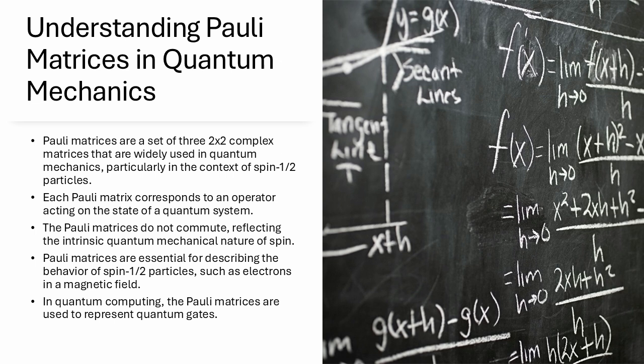So if the Pauli matrices are like the words, the spin operators are like the sentences that tell us how the spin behaves. That's a great analogy. And these sentences are crucial for understanding how particles with spin behave in the real world.